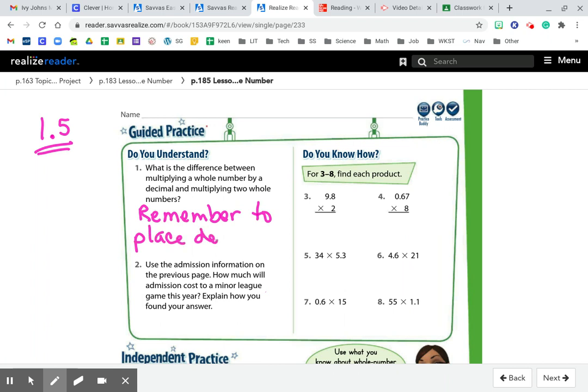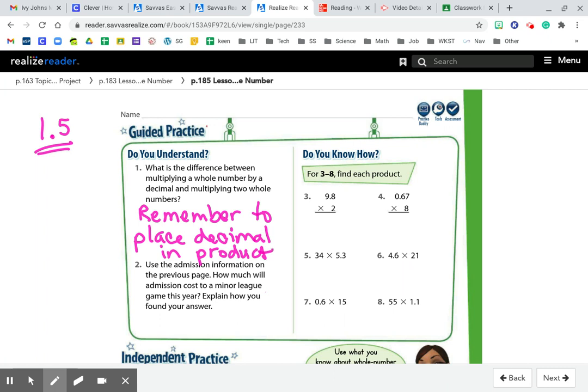Place the decimal in the product. That's the most important thing. If you're multiplying with decimals, don't forget you probably have a decimal in your answer. Occasionally you won't, and I'll show you how that works.